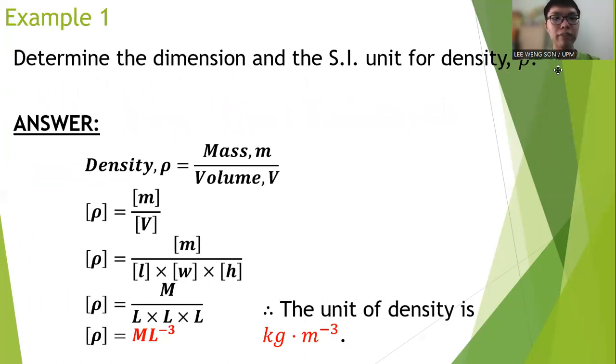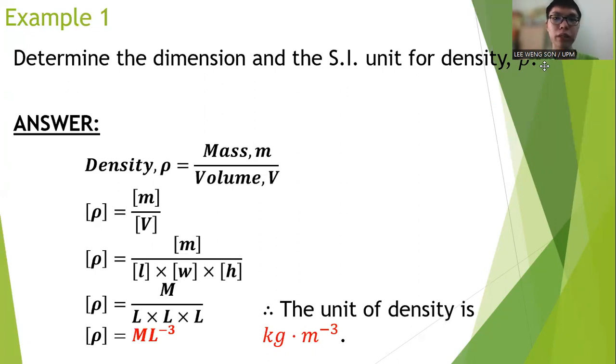Let's have a look at a few more examples to have a better understanding about dimension analysis. Determine the dimensions and SI unit for density rho. To begin with this kind of question, we first have to write down the formula for the physical quantity whose dimensions have to be determined.